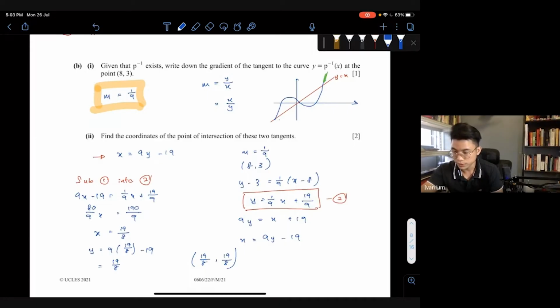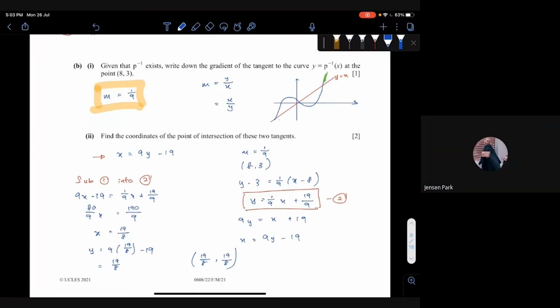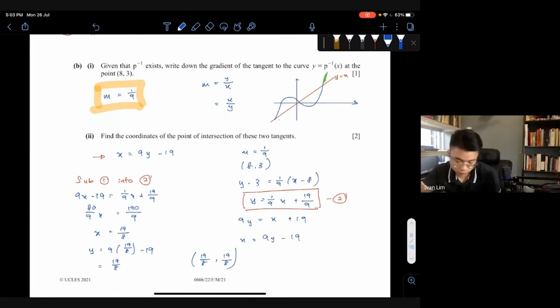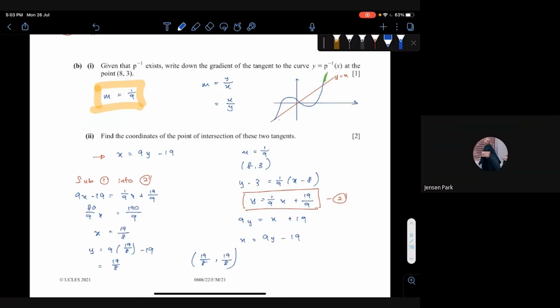Okay, I am looking at Jensen's one. y equals x. y equals 9x minus 19, that's your first one. Then x equals 9x minus 19. And then what do you do? I just move to the right, so your x equals 19 over 8. You want to find your x, and then your x is equal to y, so both the coordinates are the same.